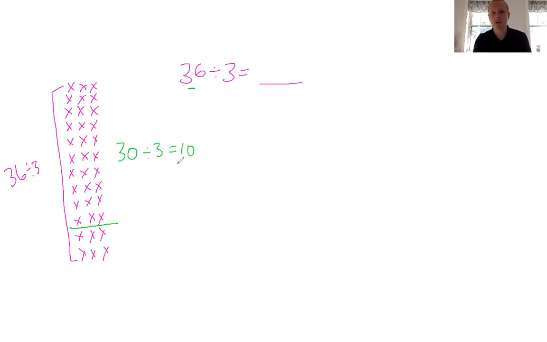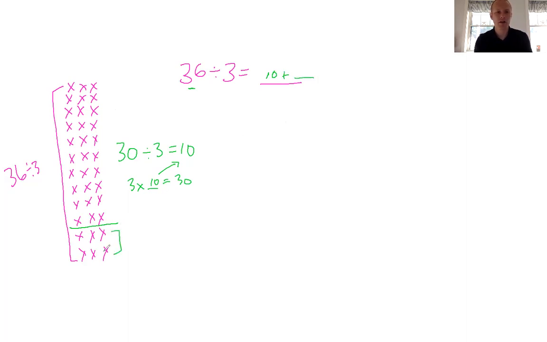And just like we learned the other day, I know that because 3 times some number equals 30, that number is 10, right? So that's how I know that the quotient must be 10. So that's the first part of my answer. So I have 10 plus some other amount that's going to go up here.